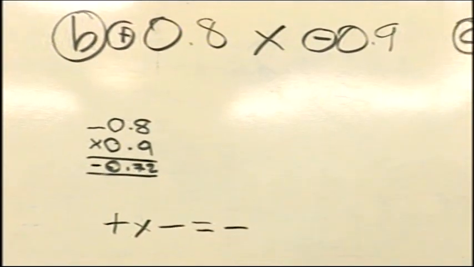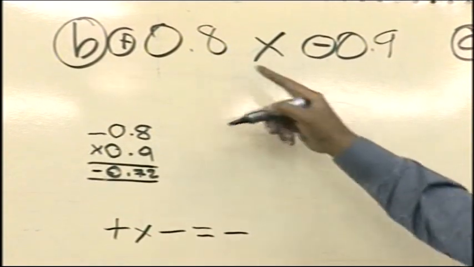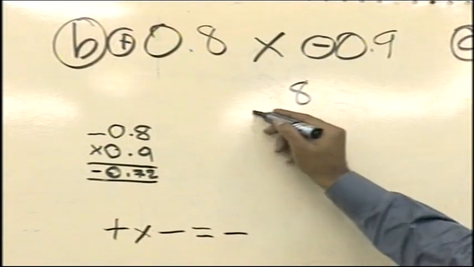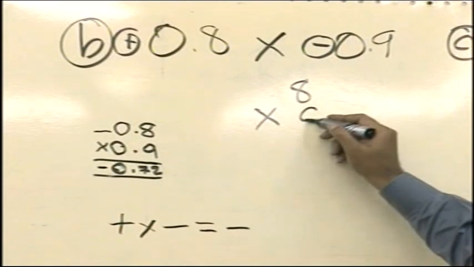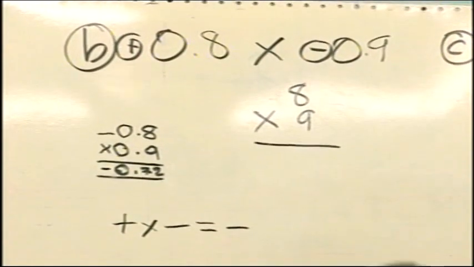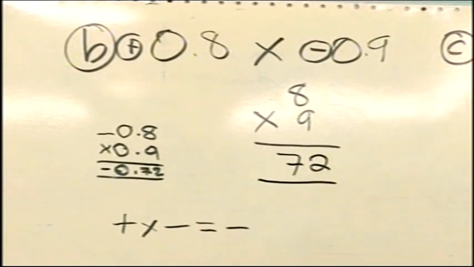Secondly, we are going to multiply as whole numbers. So we are going to multiply 0.8, the whole number will be 8, times 0.9, which will be 9. So 9 times 8 is 72.